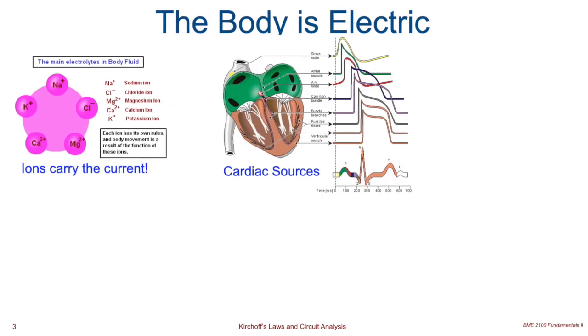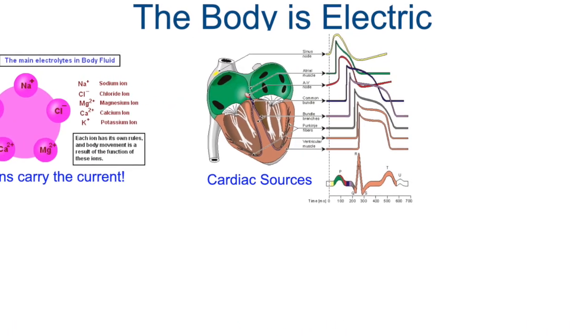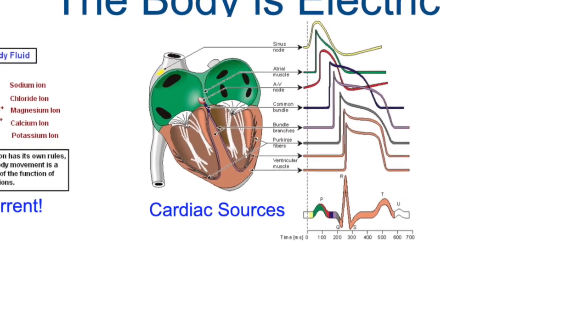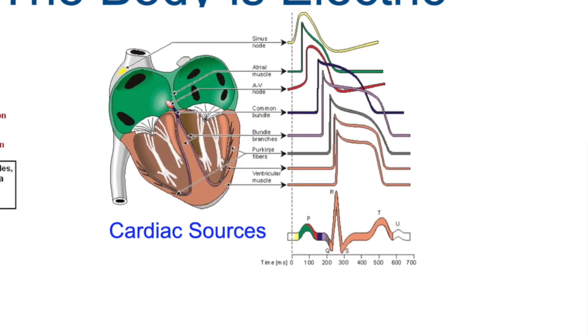Now, there are many sources in the body of electricity, and the heart is a major one for sure. We call these cardiac sources. The source of electricity here goes right down to the cell. Each cell generates electricity. We will cover that later. And then this collection of cells creates not massive, but macroscopic electricity that we can measure on the body surface. And that's the ECG, which you've all heard of, or EKG, it's the same thing.